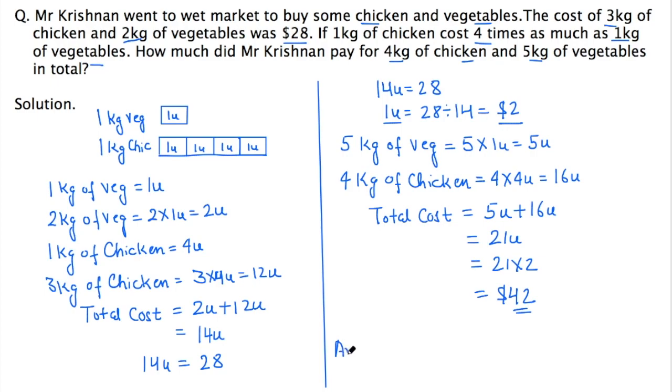So let's write our answer quickly. Mr. Krishnan paid $42 in total, because the question was how much he paid in total. So he paid $42 in total. So that's the solution of our question.